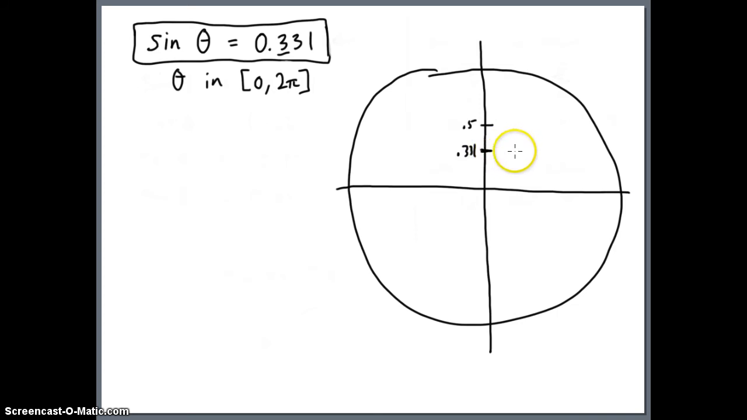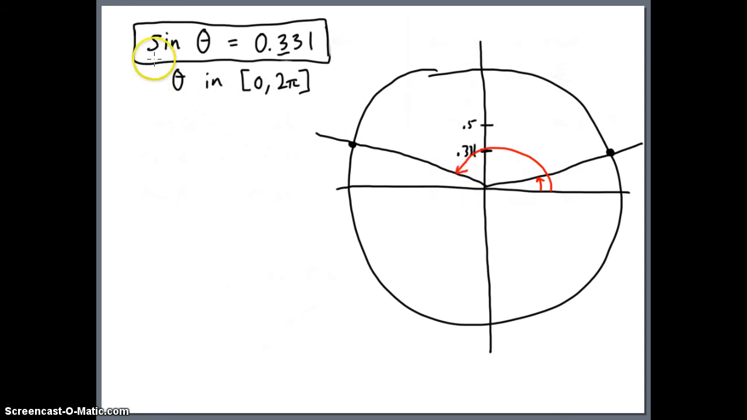If you follow this along horizontally, that point right there is a point on the unit circle where the y coordinate is 0.331. Of course the picture is not perfect, but this is not the only point. There's another point, at least between 0 and 2 pi radians, directly on the other side. If we draw in the terminal sides of the angles we would like to find, our goal is to find this angle right here, and then this angle right there.